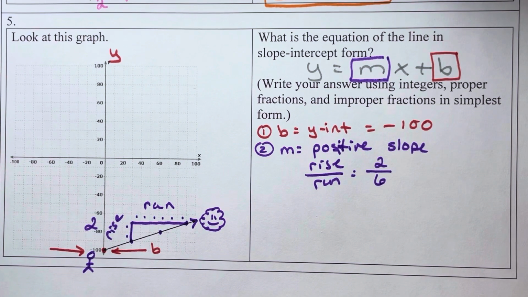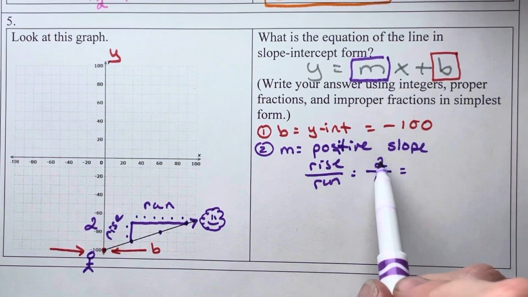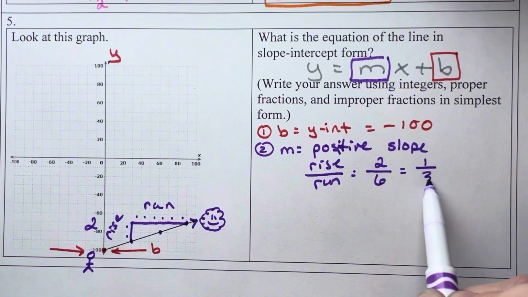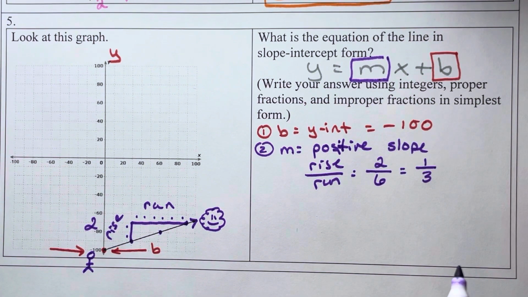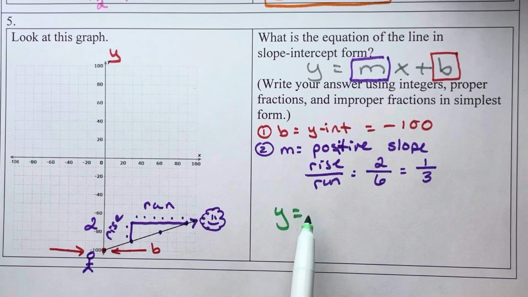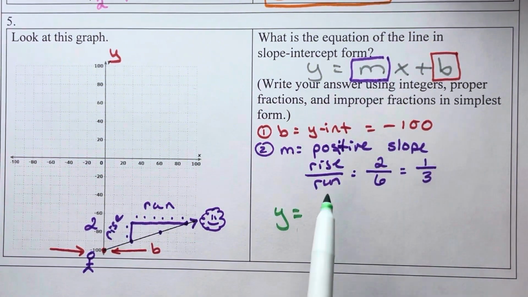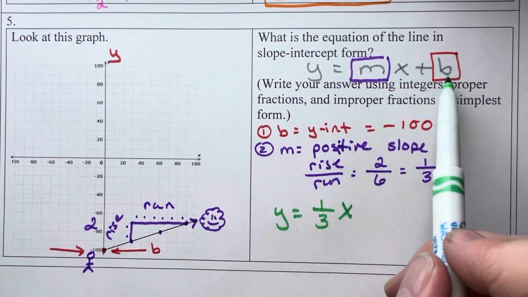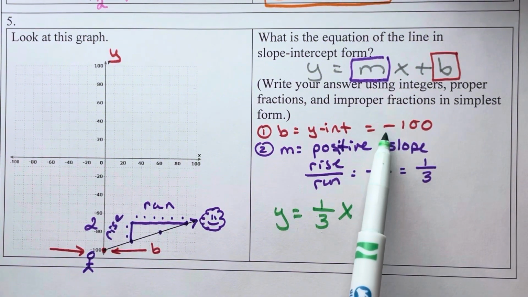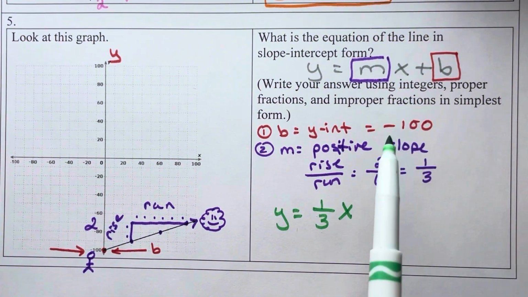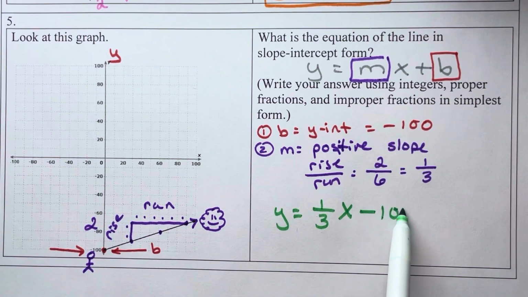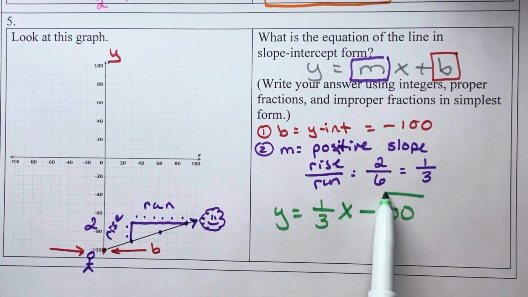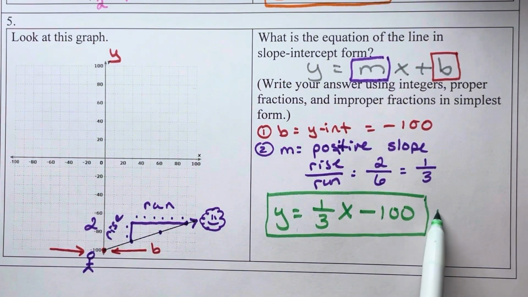You definitely need to reduce this if possible, and it is possible. 2 divided by 6 is 1/3. And having a fraction for a slope is just fine. It will happen more often than not, truth be told. So, y equals m, our slope, which is 1/3, x, our variable, plus b, but our b, our y-intercept, happens to be negative, and we don't put a plus and a minus side by side, so we write minus 100, and so thus we have our final equation. And there you go.